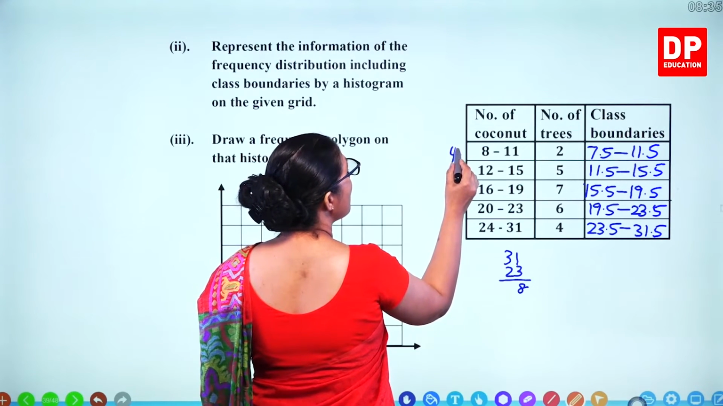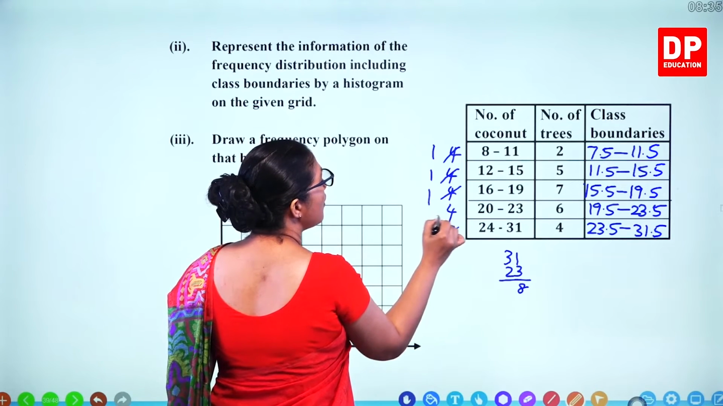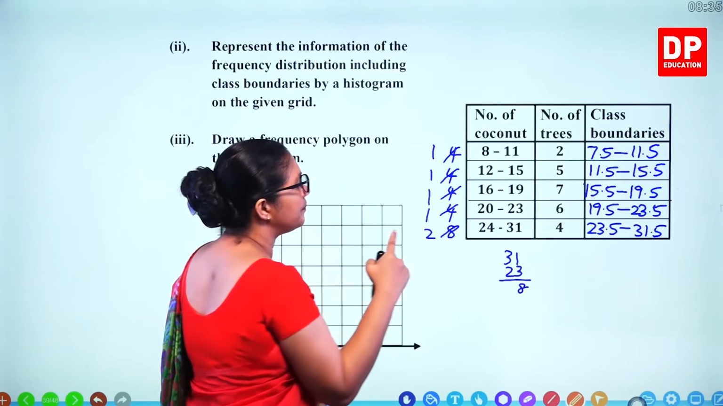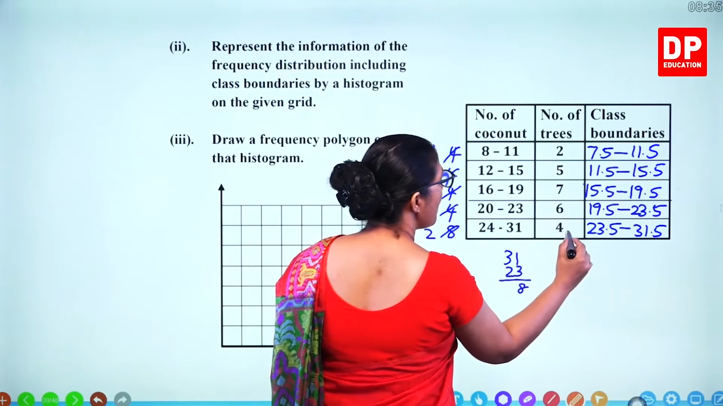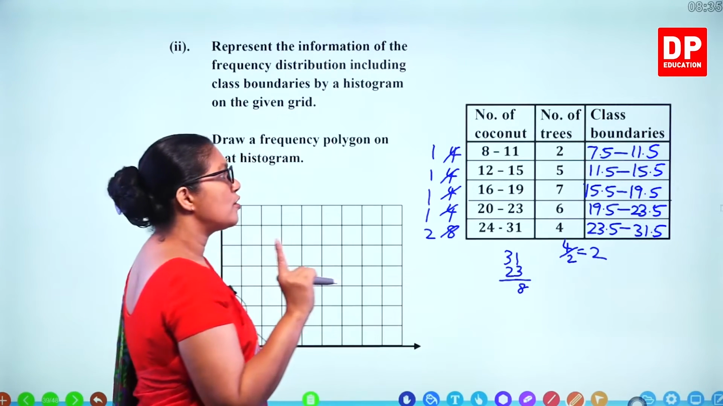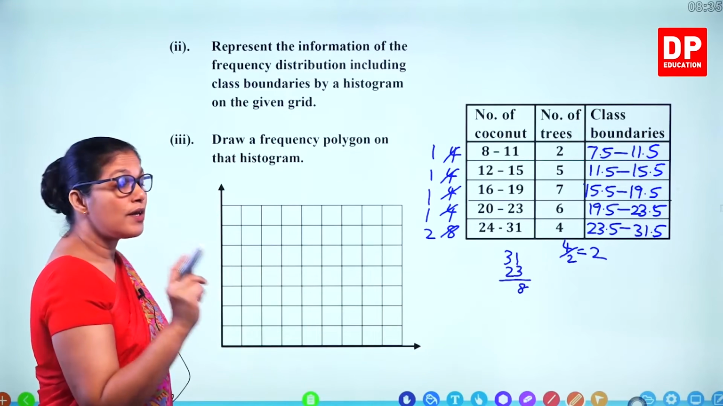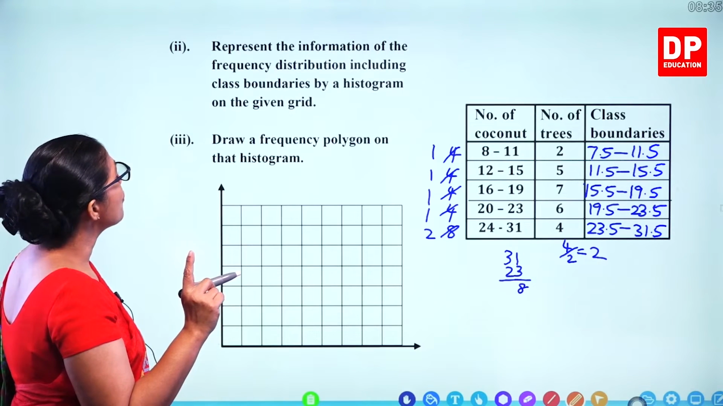When you divide by 4, you get 1, 1, 1, 1. Here this is double, so you have to divide 4 by 2. That's 2. So make sure that you do that. First check whether the widths are the same. Now we can construct the histogram.